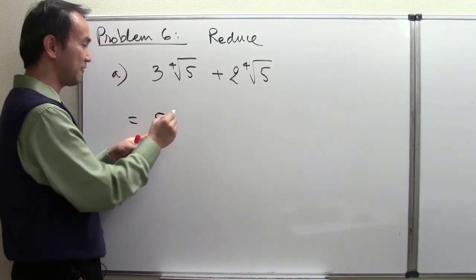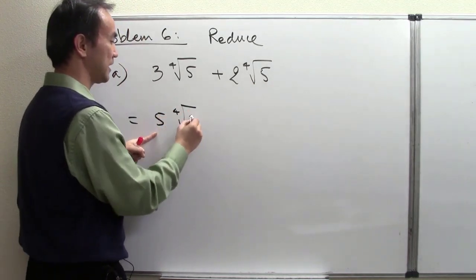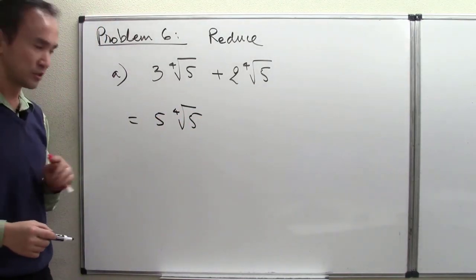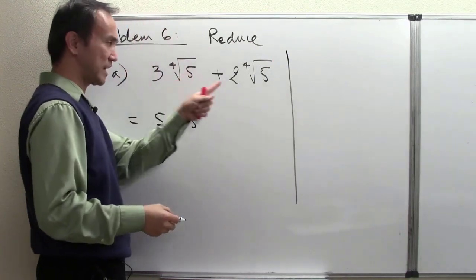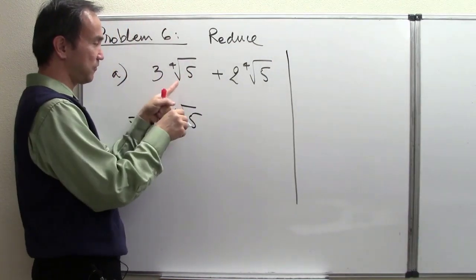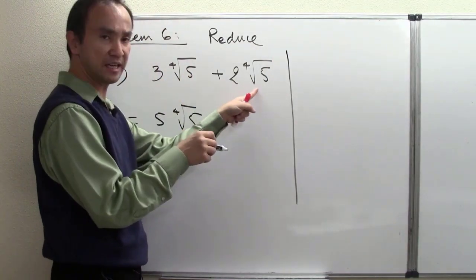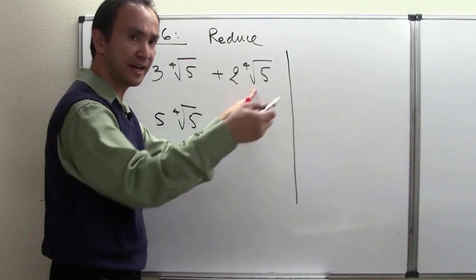It got to be 5 times the fourth root of 5. Okay, so that's one way of how we can see it. Or a little more mathematically into the explanation, think about this fourth root of 5 expression and the other fourth root of 5 expression as a common factor.